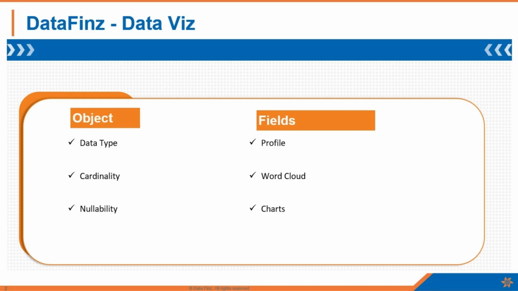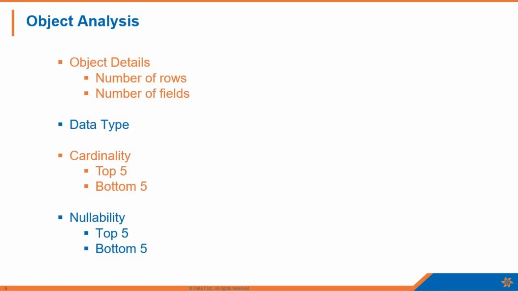DataFinz data visualization enables exploration of objects by data type, cardinality, and nullability. Field-level insights include detailed profiles, word clouds, and multiple charts for faster and smarter data understanding. Object analysis provides insights into the number of rows along with fields, identifies data types, evaluates cardinality by highlighting the top 5 and bottom 5, and examines nullability by surfacing the top 5 and bottom 5 fields with missing values. The upcoming demo will showcase this process.